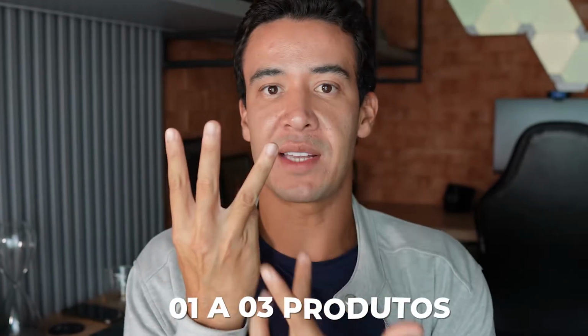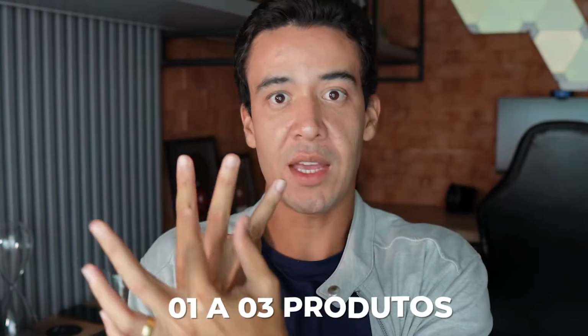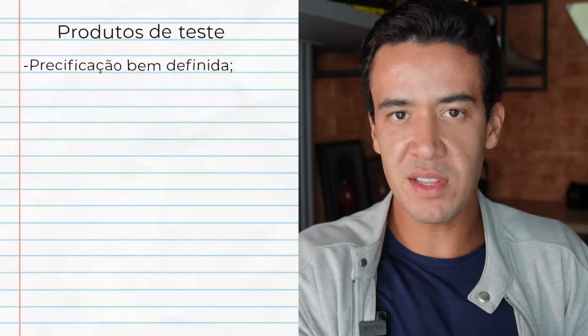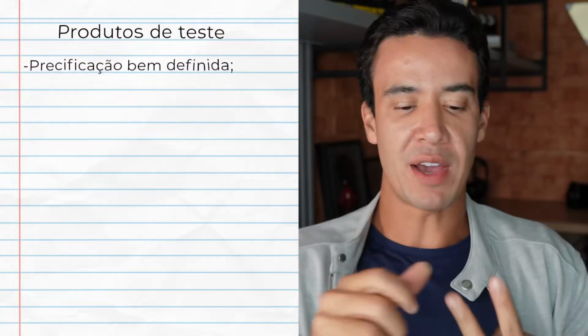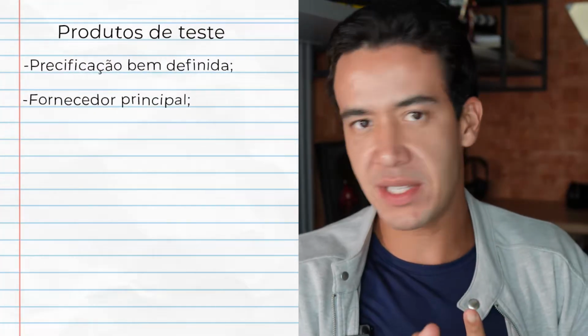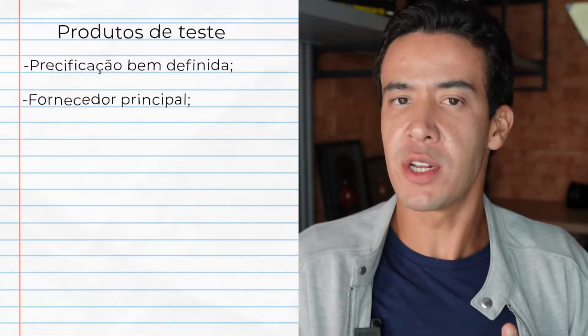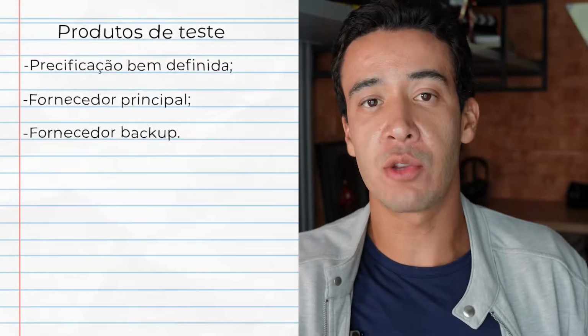You don't have to test all 3 immediately, but you should have the 3 products ready in your store. With these test products, your pricing will be clear and your profit margin strong. You'll have your main supplier ready to ship this product. AliExpress is fine, but I also recommend a supplier. Link in the description, and have a backup supplier too.